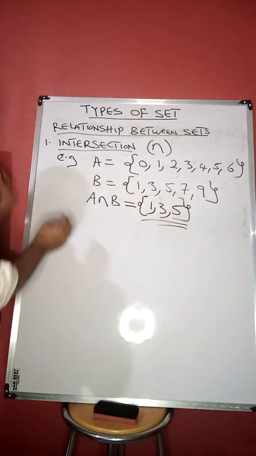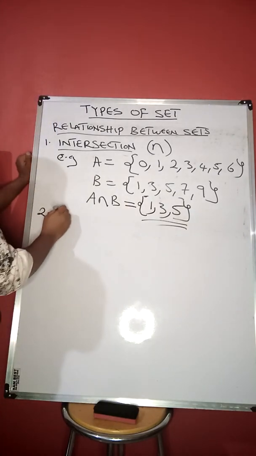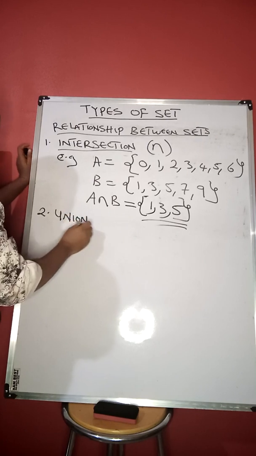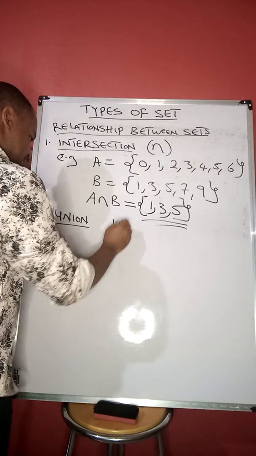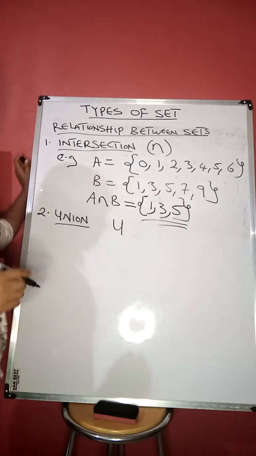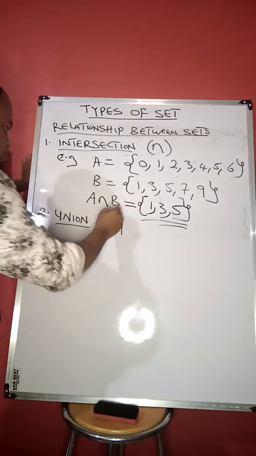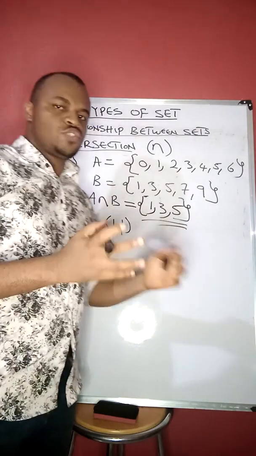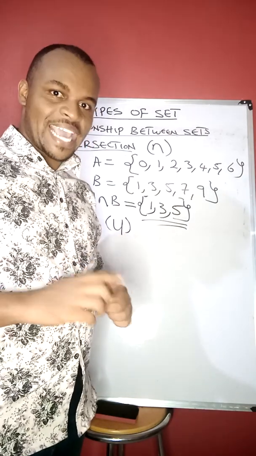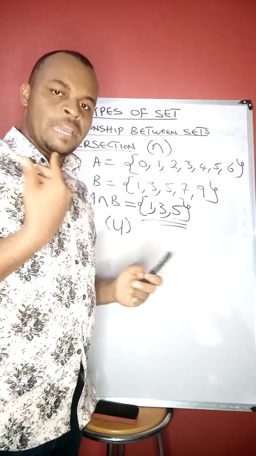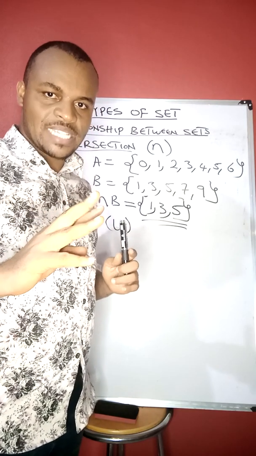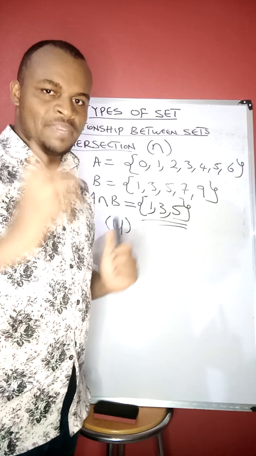Quickly, we look at the second relationship, which is what? Union. Union is written as U, small letter U. All right, now how do we define union? To define the union of two sets, you just have to combine the elements in one with the elements in the other without repeating an element twice.